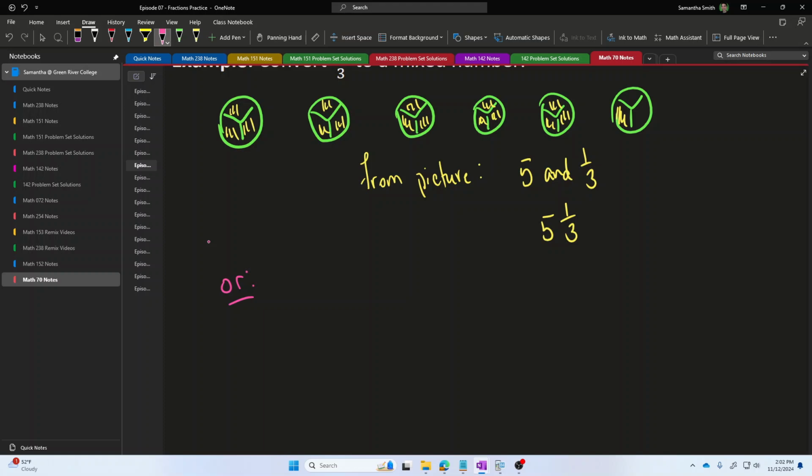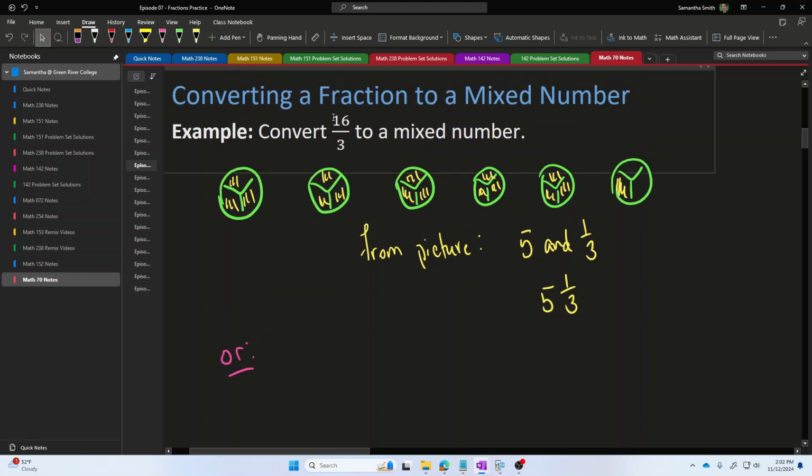The first thing that you can ask yourself, the alternative method, is to think about this as a division problem. We remember that this horizontal bar is another way to represent division. So if I had, instead of 16, 15 over 3, then we could think about that as 15 divided by 3.